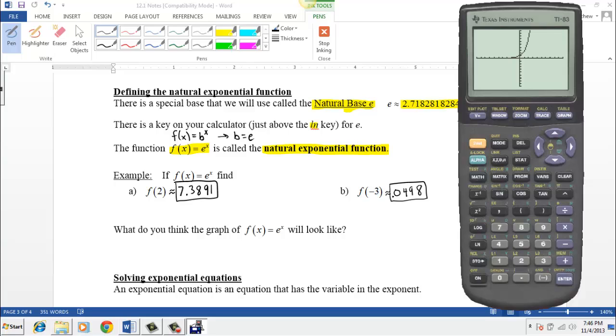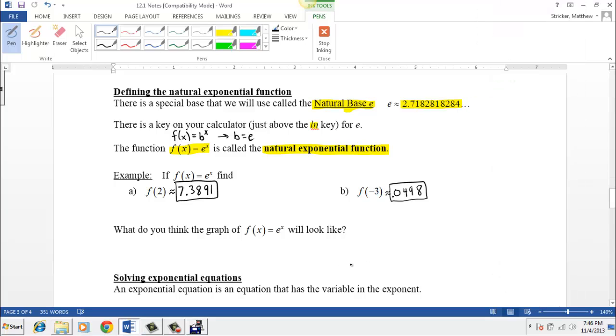It's an increasing function. Remember, e is the number 2.7182818, blah, blah, blah. That's a number that's bigger than 1, which means it's an increasing function. If I look at my table, as x gets big, the y values get big fast. It's exponential growth. So this particular function looks just like the other ones. It has a y-intercept at (0, 1), and so on.